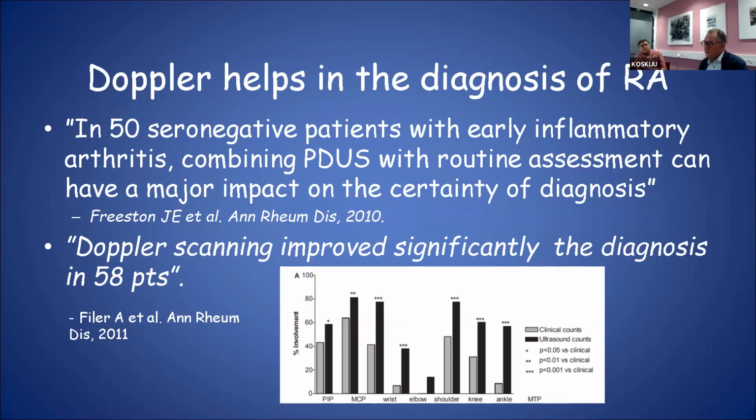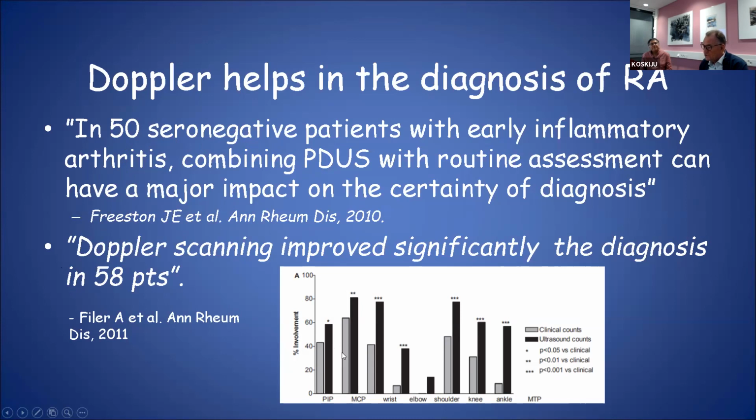Again, Doppler helps in the diagnosis of rheumatoid arthritis. For example, Jane Freeston examined 50 seronegative patients with early arthritis, and when she used power Doppler with protein assessment, it had a major impact on the certainty of diagnosis. In a second study by Andrew Filer, Doppler scanning improved significantly the diagnosis in 58 patients.